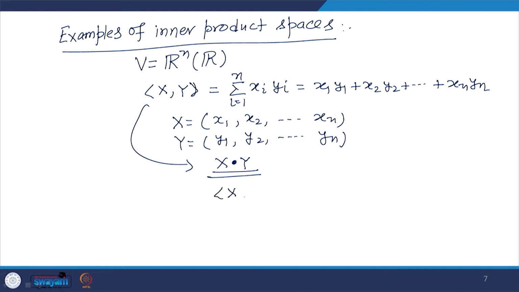Here what we can have, the angle between x and y is defined through the inner product of x and y equals norm of x into norm of y into cos theta, where theta is the angle between the vectors x and y.